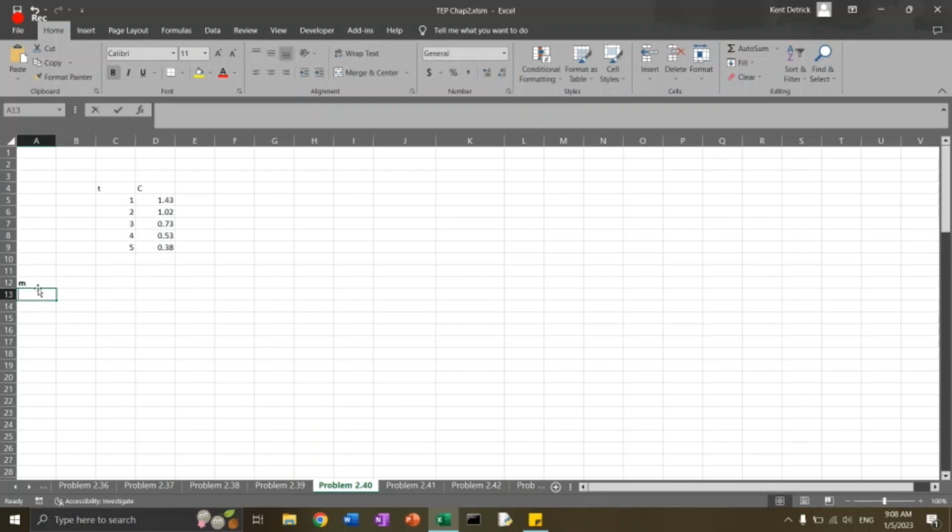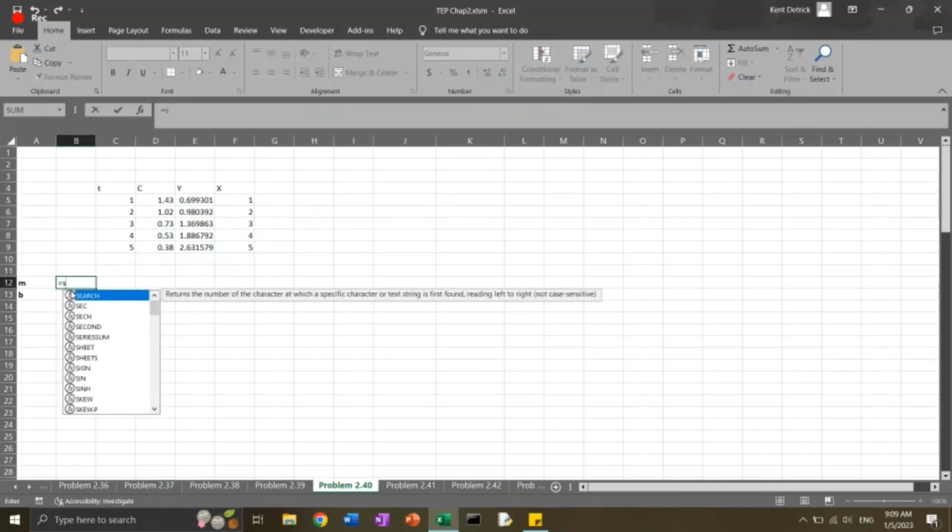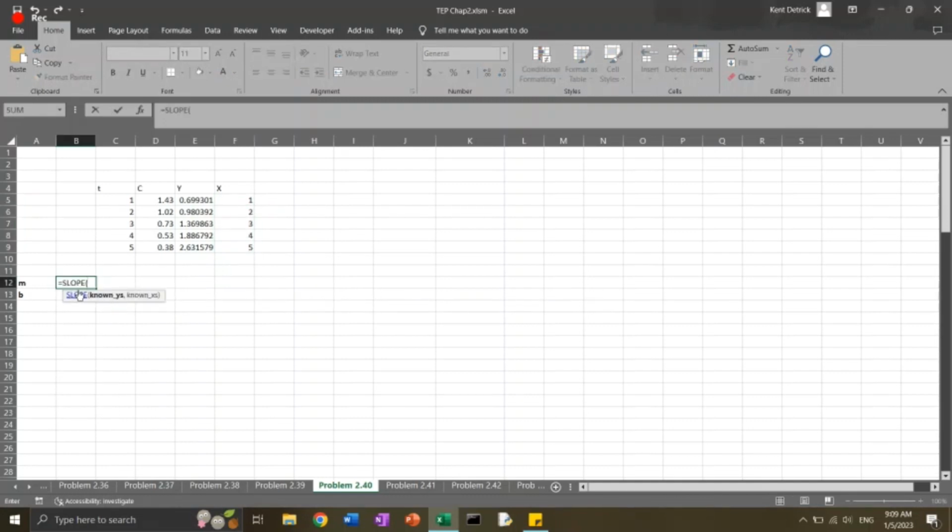So here we've created the table, and now we're creating our line. So y is equal to 1 over C, so we're inputting that, converting our data into the line model. So y is 1 over C, x is equal to t, and just dragging that down. And now we can calculate our parameters from the x and y data that we created.